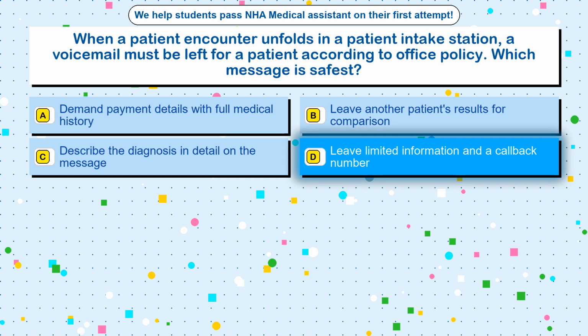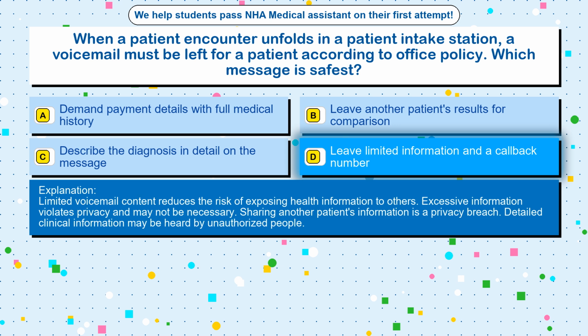The correct answer is option D, leave limited information and a callback number. Limited voicemail content reduces the risk of exposing health information to others. Excessive information violates privacy and may not be necessary. Sharing another patient's information is a privacy breach. Detailed clinical information may be heard by unauthorized people.